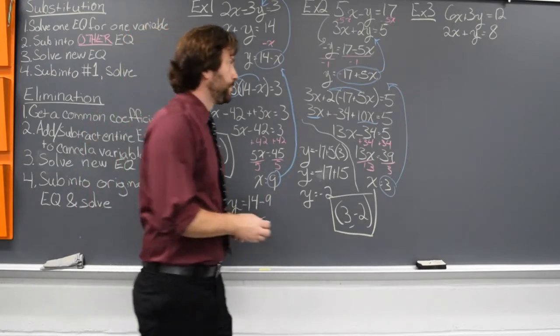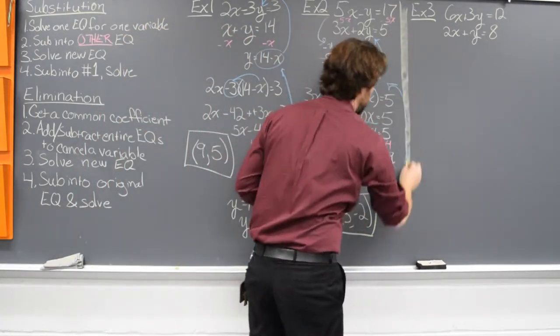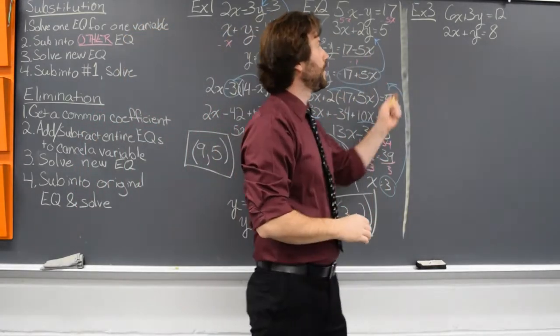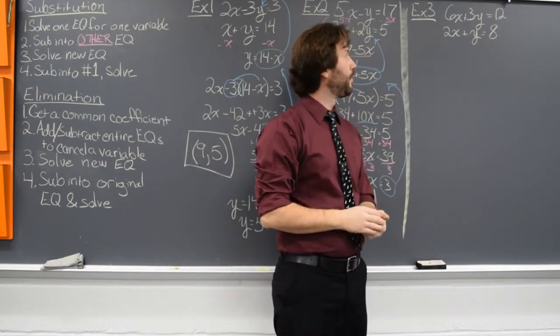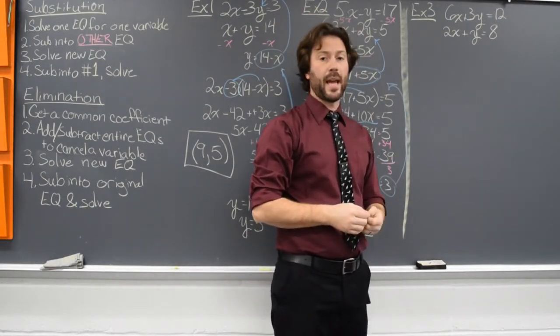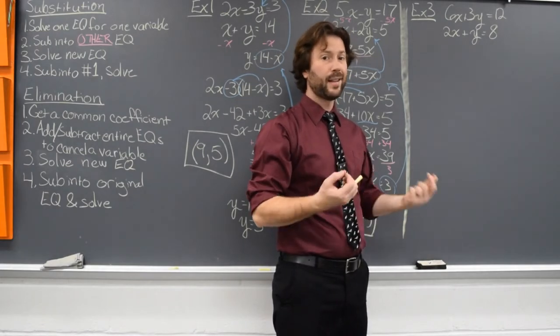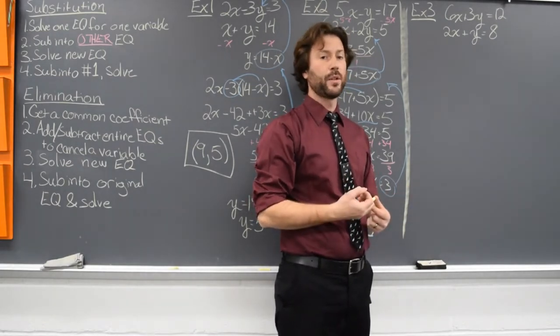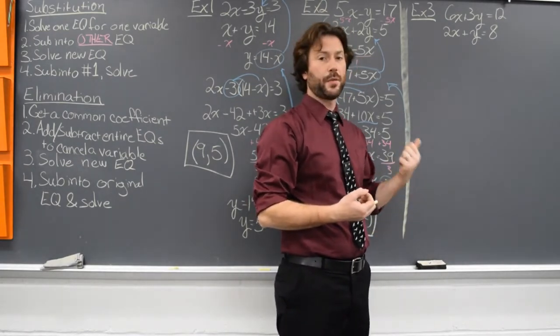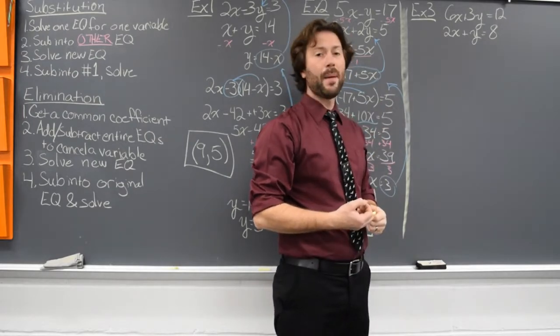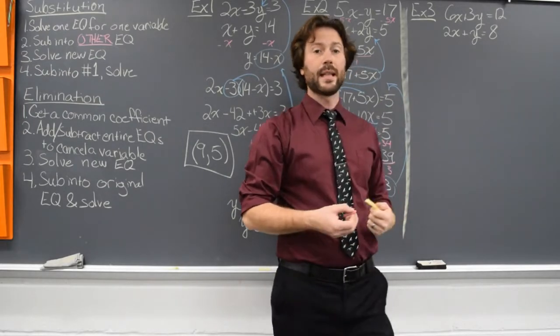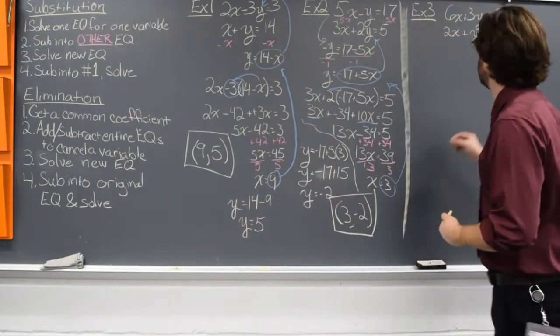Okay, one more. Okay, we have 6x plus 3y equals 12, and 2x plus y equals 8. And I want to take one of those equations and solve for one of those variables. And it doesn't matter which equation, and it doesn't matter which variable. So pick the one that's easiest for you. For me, getting that y by itself in the second equation looks like the easiest task. So that's what I'm going to do.